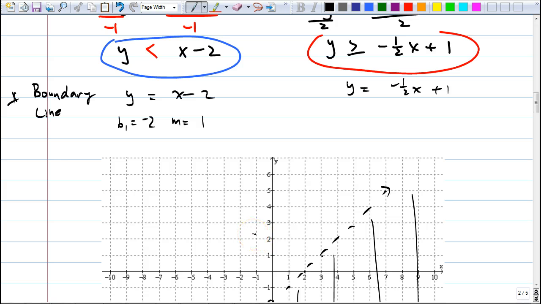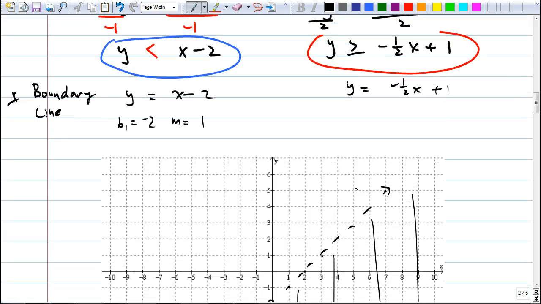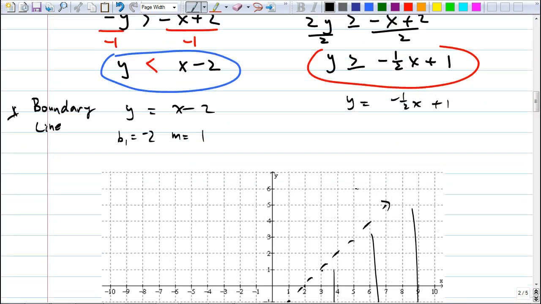So less than means lower, right? So on the bottom. If it said y was greater than, guess where we shade? It'll be above. It means every ordered pair above this line will be a solution. In this case, it'll be every ordered pair below this line. Does that make sense? So you guys remember this from last year? Now, what about the other one? This one is greater than or equal to.